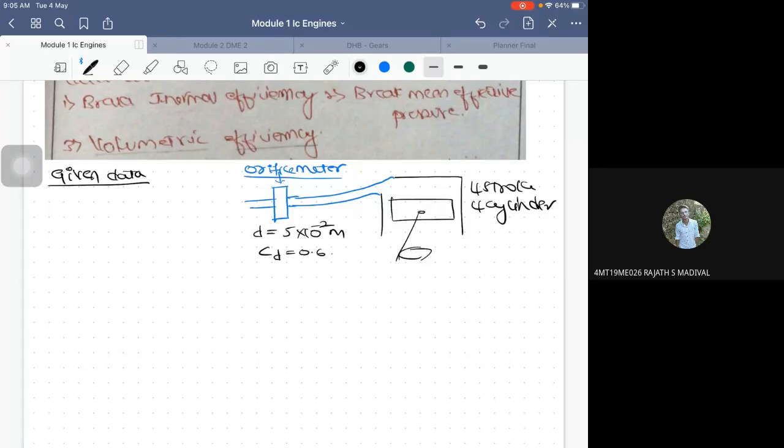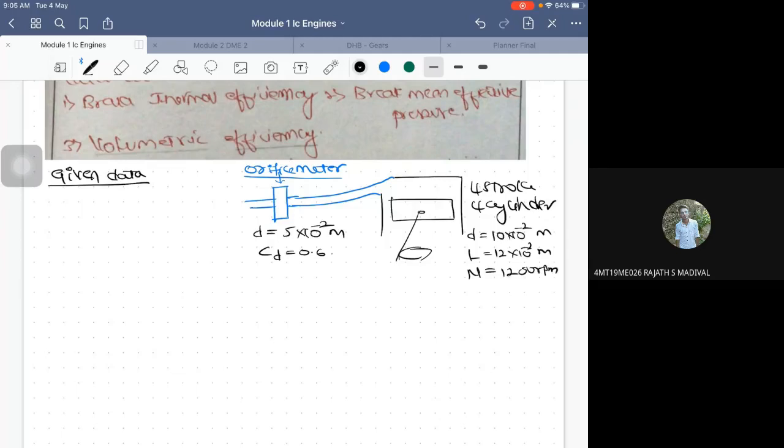He says the bore is 10 centimeters. So D here is 10 centimeters, that is 10 × 10⁻² m. If you observe, I am writing the data wherever the equipment is, to have a clear understanding. This particular diameter is the diameter of the cylinder, whereas this particular diameter is the diameter of the orifice. This is the way you have to understand things. Now, the stroke he has given, which is the value of L, is 12 centimeters, so 12 × 10⁻² m. I will just change this to meters. Speed is given: the speed of the crankshaft is 1200 RPM.